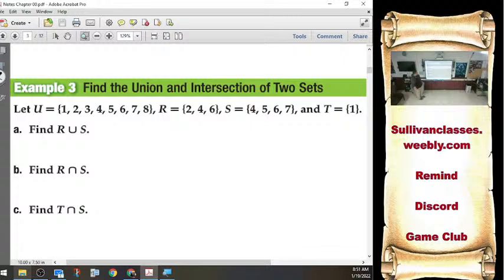U is the universal set. R, S, and T are your subsets. I'm going to ask you to do two things here. One, answer those questions. But two, I want to see, can you make the Venn diagram? Can you make universal set box, R, S, and T are somehow floating around in there.